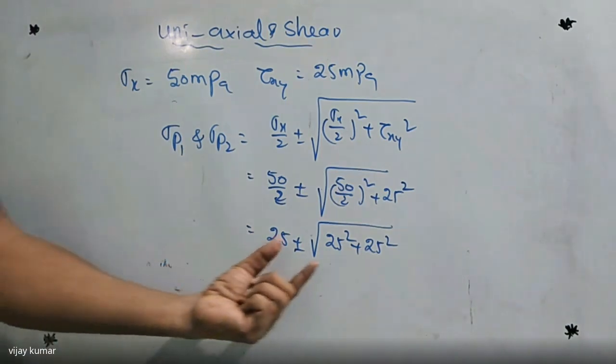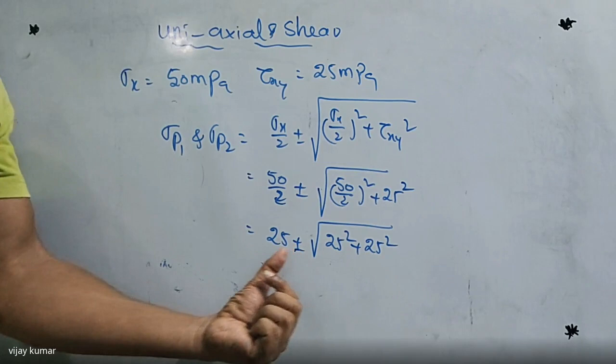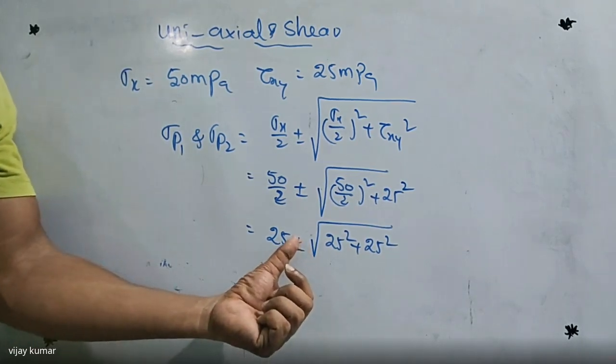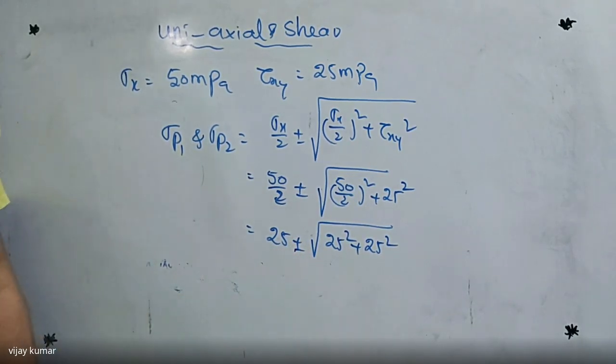So here we can solve this one. We can take positive, then we can get the maximum principal stress. Take the negative value, we can get the minimum principal stress. So in this way, we can get the value of maximum and minimum principal stresses. At the same time, we can calculate the maximum shear also. So this is the way of calculation of variables.